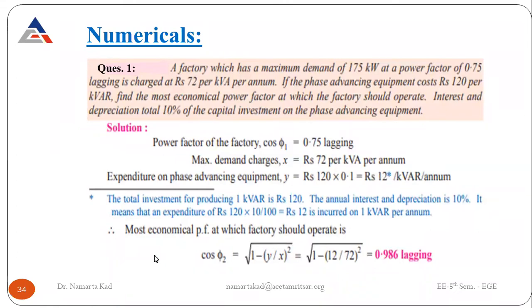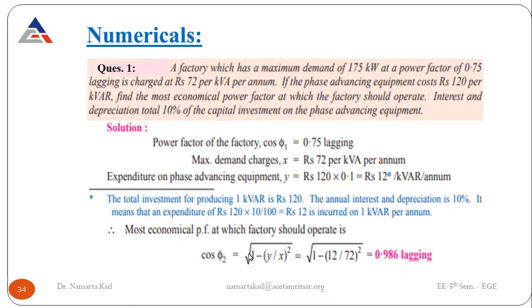Now the most economical power factor. Here you are going to directly apply the formula: cos phi 2 is equal to square root of 1 minus (y by x) square, that is equal to square root of 1 minus, what is y? Y is the expenditure on the phase advancing equipment, that is 12, divided by x, the maximum demand charges, that is 72. And it comes out to be 0.986 lagging. So this is our improved power factor cos phi 2.